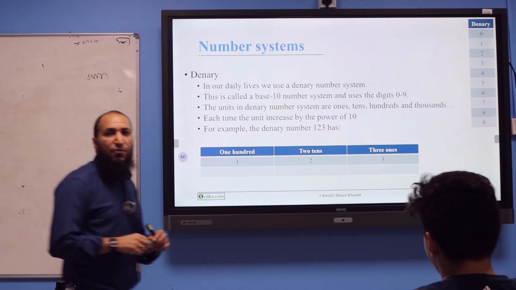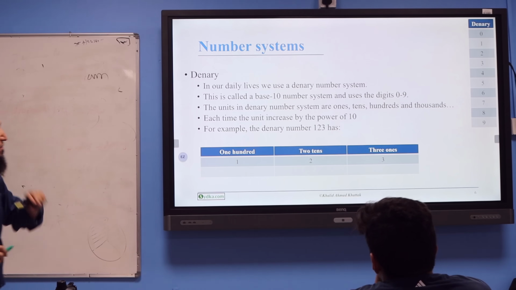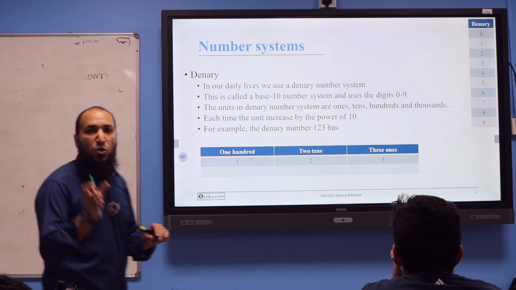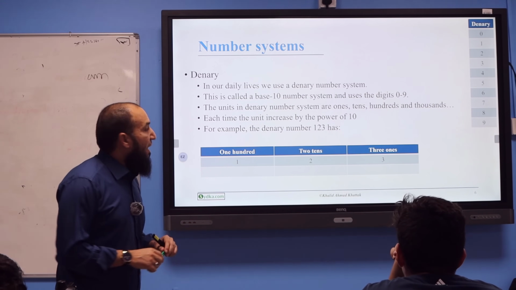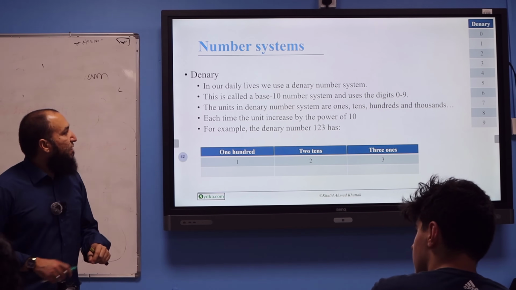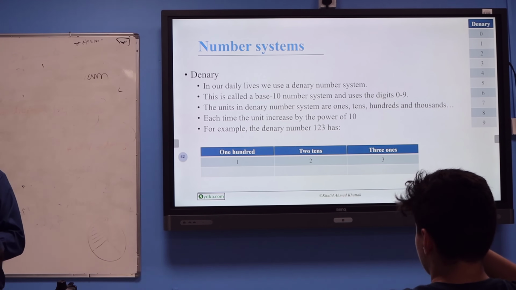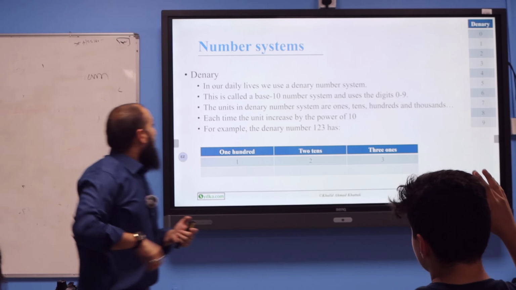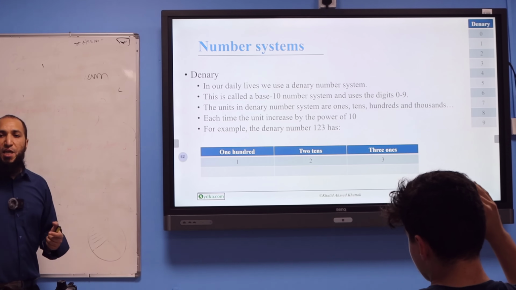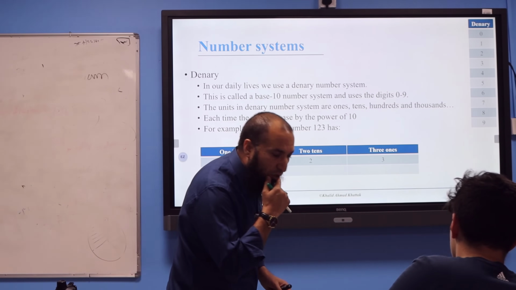The first one: we use this in our daily lives. The second one is called the base 10 system, and it uses digits from 0 to 9. The units in the denary system are called ones, tens, hundreds, thousands, and so on. Each time the unit increases by a power of 10, and we're going to see practically how it increases.